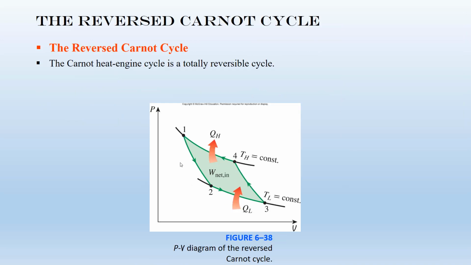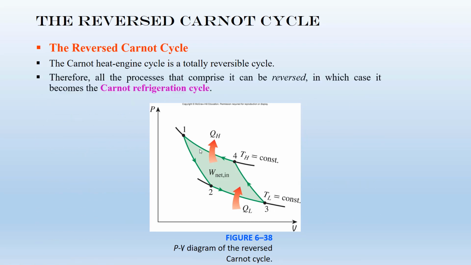Now, question: this is a reversible process, correct? The Carnot cycle, the Carnot heat engine. What happened if we just reverse this process? If we reverse this process and then we start from point 4 to point 1, then 2, 3, and 4, you can see that this is actually a refrigerator. Correct. So this is called Carnot refrigerator cycle. So the reverse Carnot heat engine cycle is the Carnot refrigeration cycle.